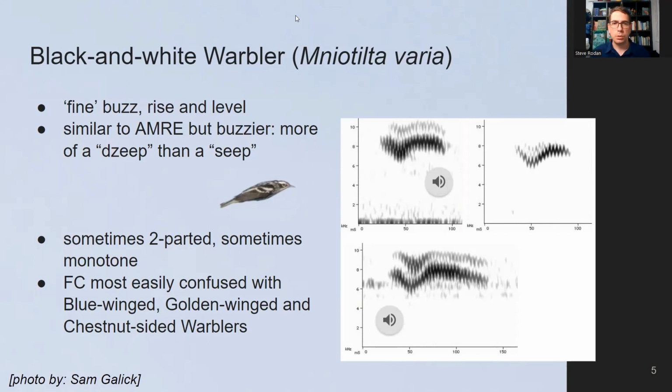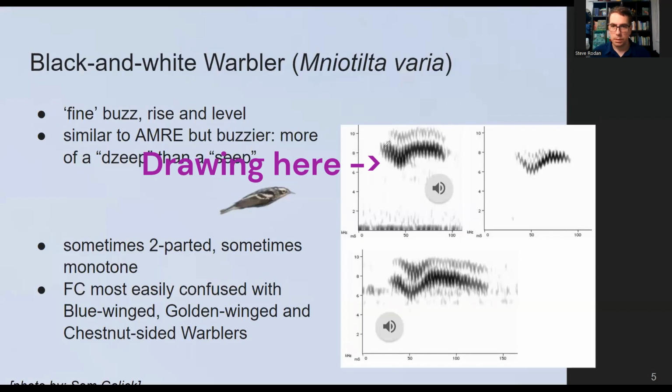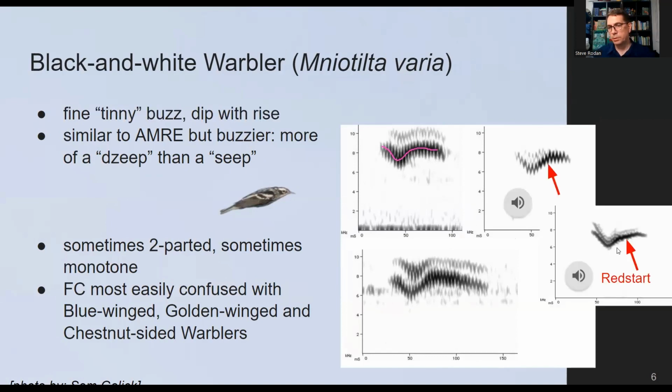If you just look at the basic shape, it drops down. You kind of blur the modulations. It looks quite similar to the Redstart. There's a couple fine differences, but the main difference really is it's much more buzzy. And it's got actually, as I'll show in the next slide, a different sort of buzzy modulated call.